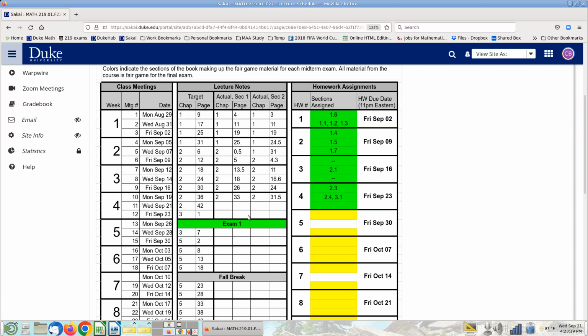Heads up. And real quick, we did finish 2.5. So I'm going to be filling in this cell right here to say 2.5, because that's what we finished today. The green, which again will include 2.5, is what's fair game for the exam. Good luck.